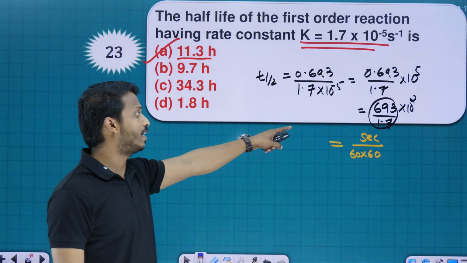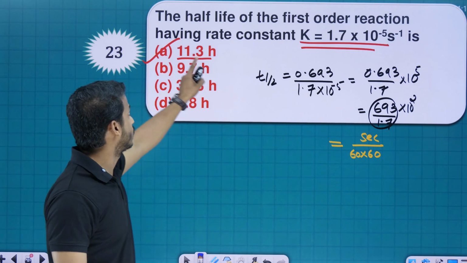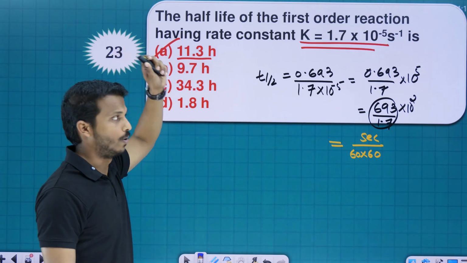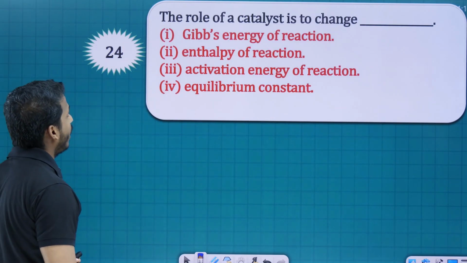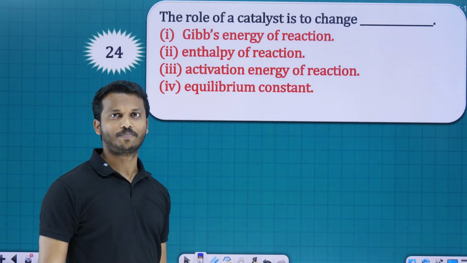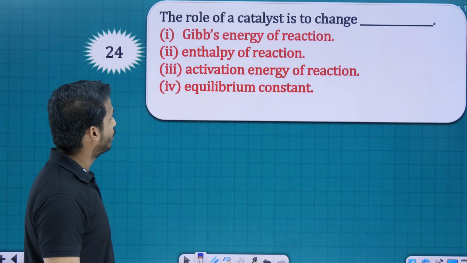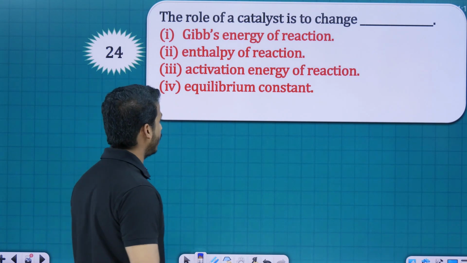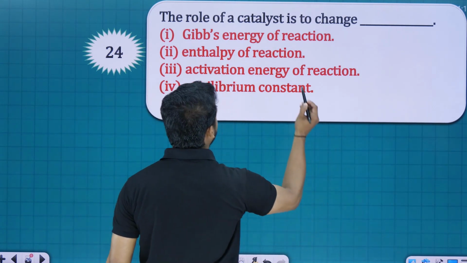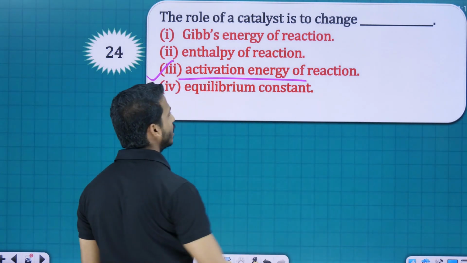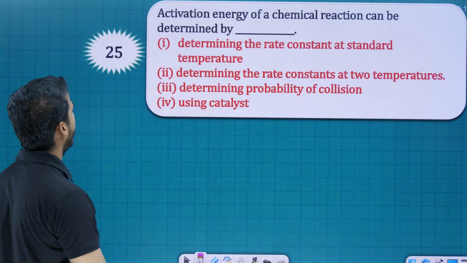So time here you are getting in second. So that second time you have to convert into which one? Hour. Ready? Next one. The role of a catalyst is to change what? Already we discussed. Is it Gibbs energy, enthalpy, activation energy? Which one, dear? The role of a catalyst is to change what? Activation energy of the reaction.